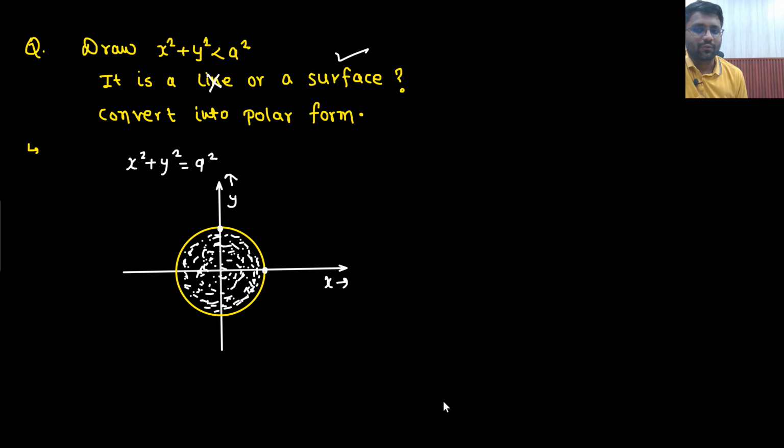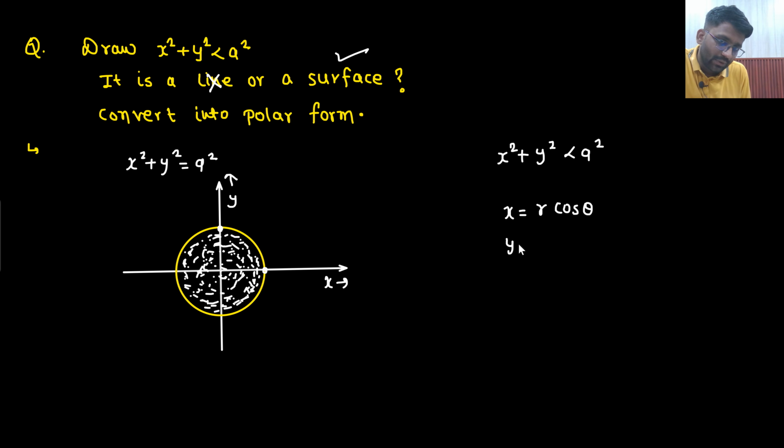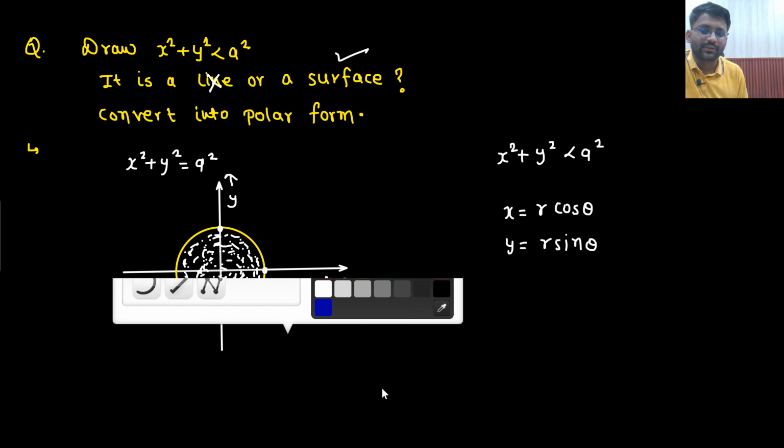Convert it into the polar form. So what is given? X square plus y square less than a square. So I will assume x equals r cos theta this time and y equals r sin theta. Why is that so?